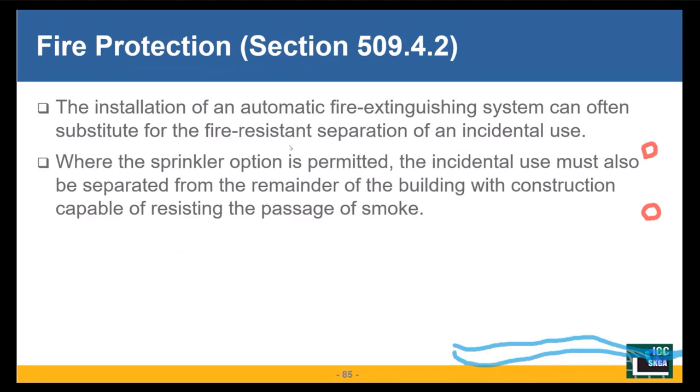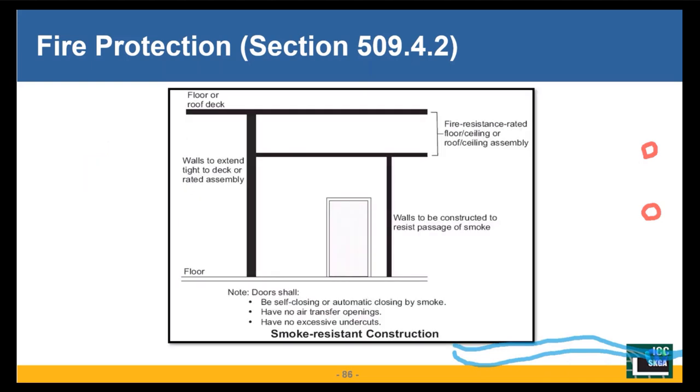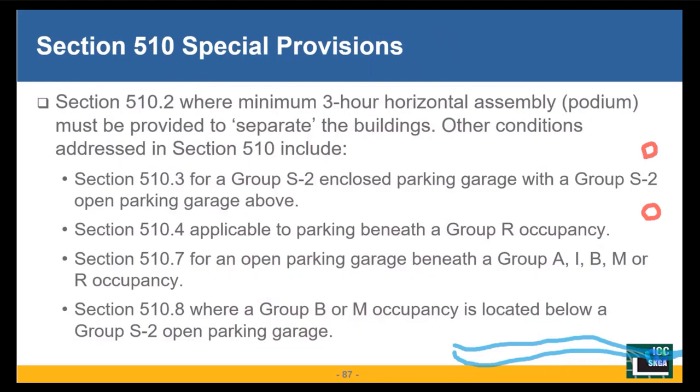Sometimes, like I said earlier, you can provide a sprinkler system, and then the incidental use does not have to be separated. This is the smoke resistant separation in here. So doors must be self-closing, with no air transfer opening, and the walls can extend to the point where the floor ceiling assembly stops. So it doesn't have to go all the way up to the floor or roof deck through the concealed space. This is for smoke separation.